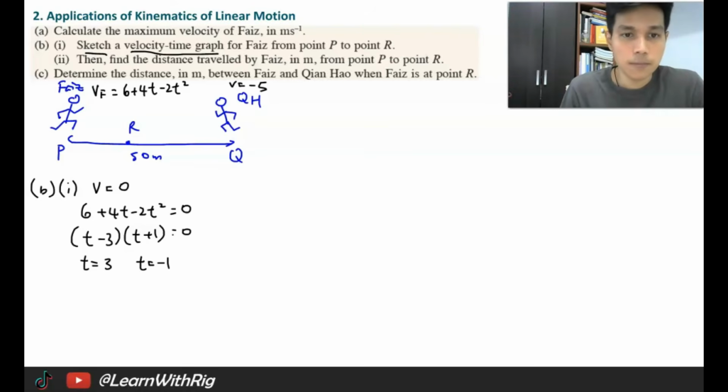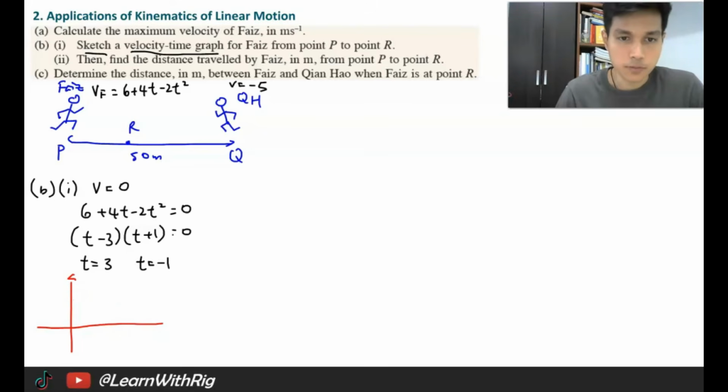But you don't have to draw -1 because we don't really care about the negative time. There's no such thing as -1 second. But I'm just showing you guys. It's going to be something like this. So here is -1, here is 3. But you don't have to draw here because it's a negative time. So your graph is only something like this, an N-shaped graph.